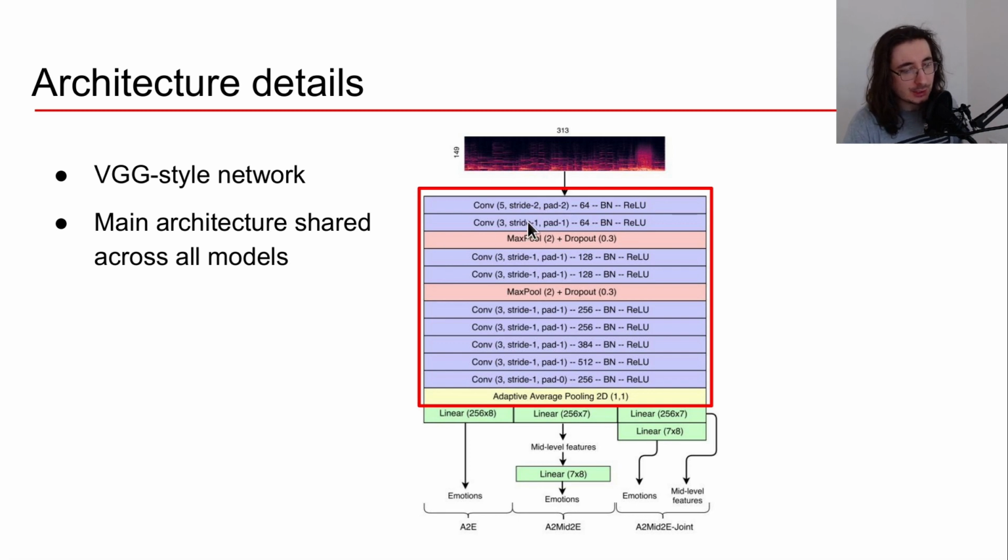And here, as you can see, we get as input a spectrogram, and specifically the dimension of the spectrogram is 149 by 313. And then that spectrogram gets input into this shared VGG style network, where we have a bunch of convolutional layers. And as you can see here, each layer has a convolution, then there's some batch normalization, and then there's a ReLU activation.